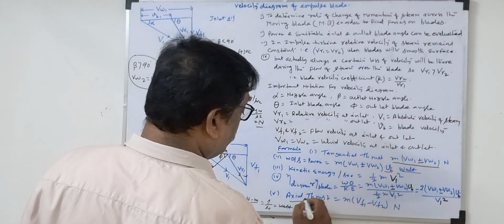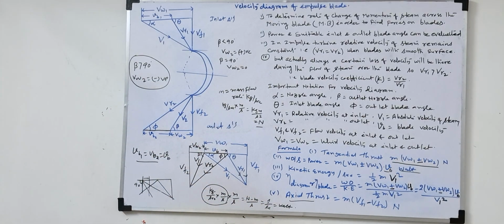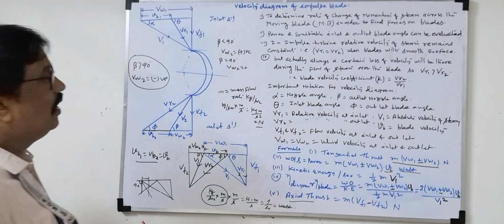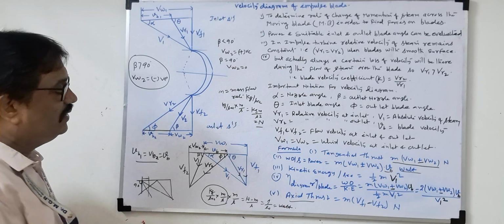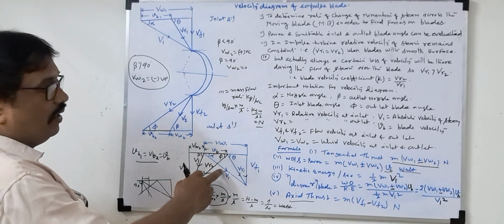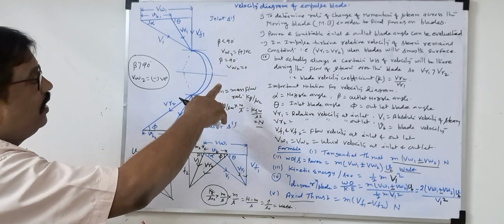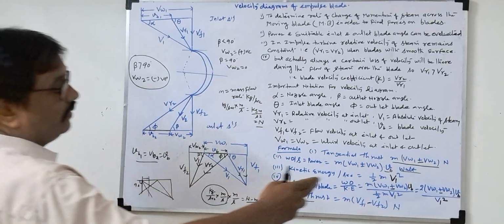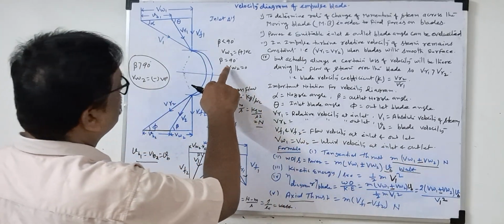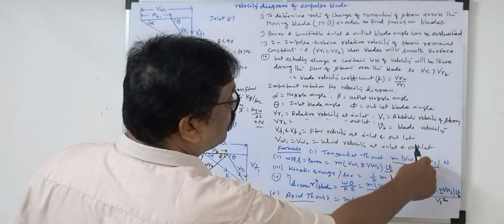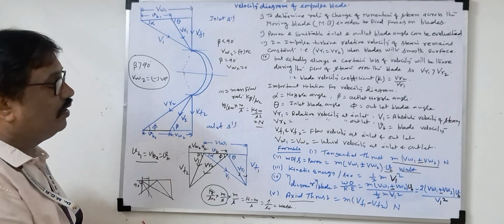What is the axial thrust? m into the difference of the flow velocity, vf1 minus vf2. So these are the possible formulas to solve the impulse steam turbine problem. If we draw the tentative velocity diagram, it will change according to the given problem. If beta is an acute angle, we take plus; if beta is greater than 90 degrees, minus; if beta is 90 degrees, vw2 will not be there, so that part will be 0. The velocity diagram will change accordingly.